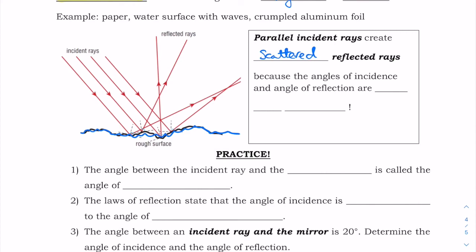And that's because in this case, the angle of incidence and the angle of reflection are not the same. So don't be worried, we're not breaking the law of reflection. It's just that the law of reflection only works for those perfectly smooth, flat objects.